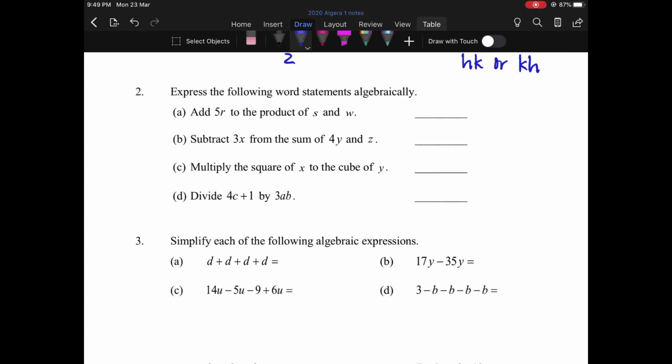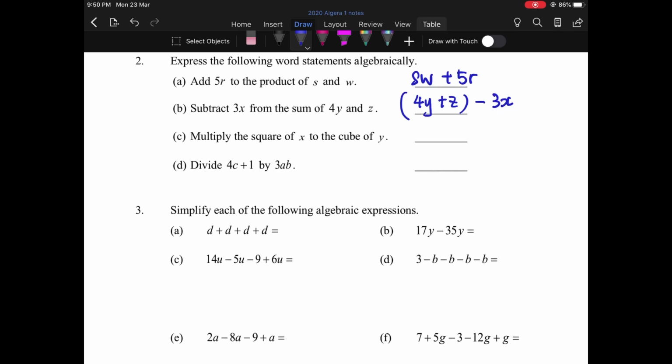We need to add 5r to the product of s and w. So we need to write sw plus 5r. And next, we need to subtract 3x from the sum. So we need to add first. And then use the brackets to subtract 3x. Next, we need to multiply the square of x to the cube of y. So we write it as x to the power of 2 and y to the power of 3.